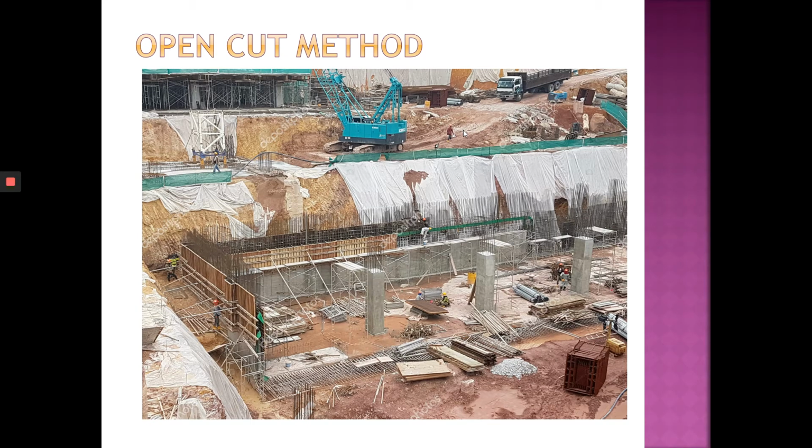The first one is the open cut method. As you can see in the picture, the cutting of the slopes is pretty steep at the bottom, very vertical. And as it goes up it gets slighter, a lower degree of slopes, around 30, 40 degrees. They can have different degrees of slopes. It depends on the site.